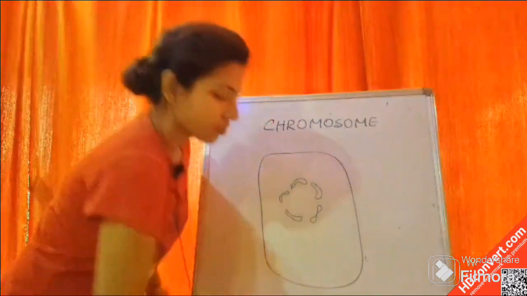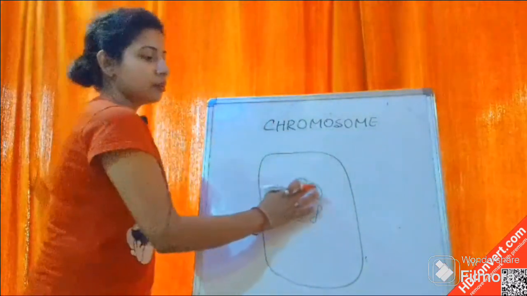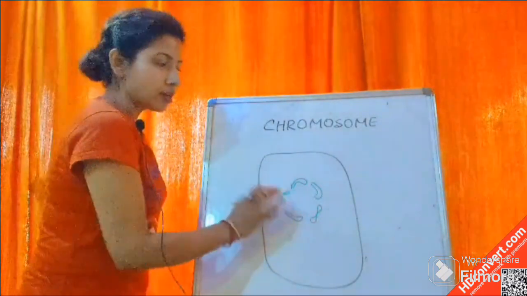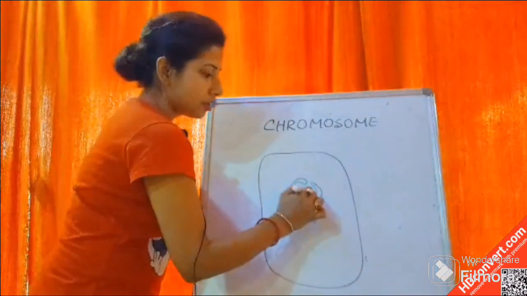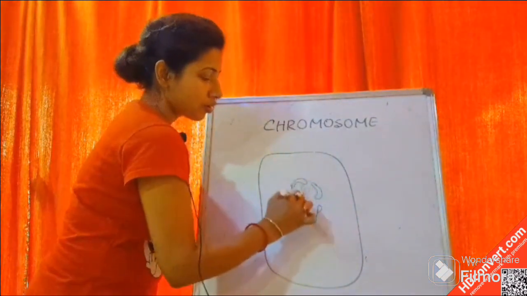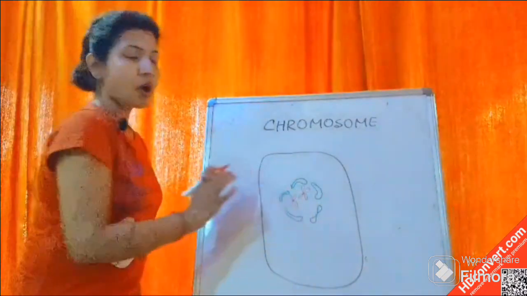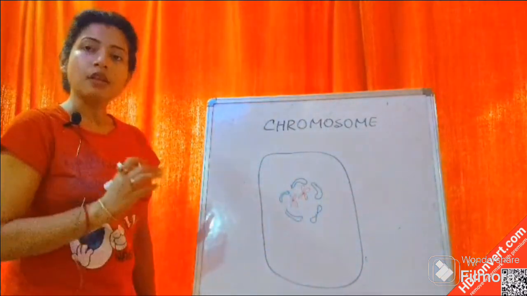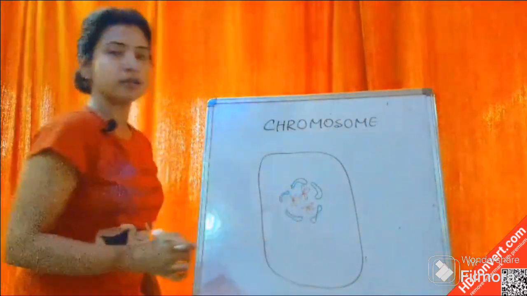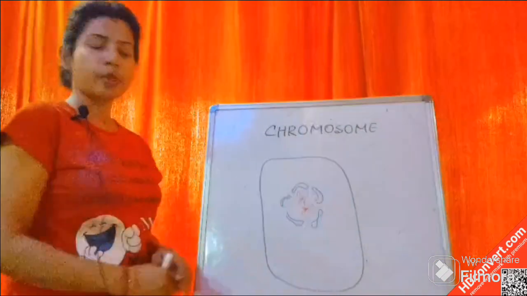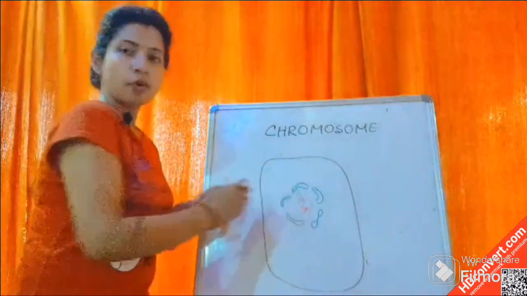So, let us start with a diagram. It is a cell and this one is a nucleus. Inside the nucleus there is nucleoplasm, and within the nucleoplasm these X-shaped or four-armed structures are present. These are known as chromosomes. Okay? But these chromosomes are not always visible in this form.